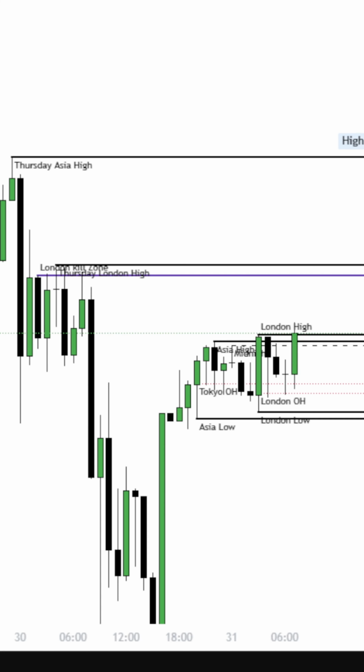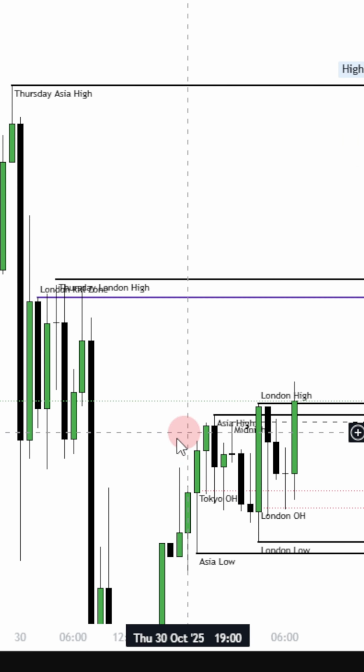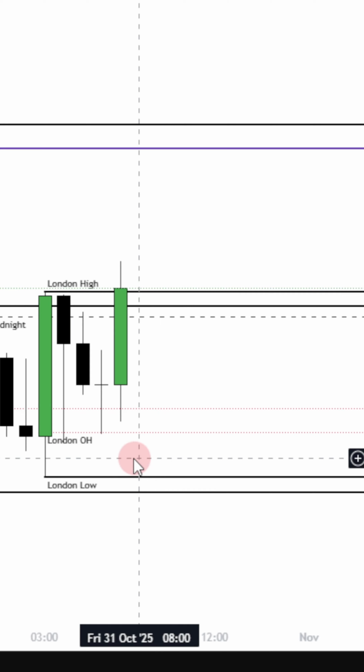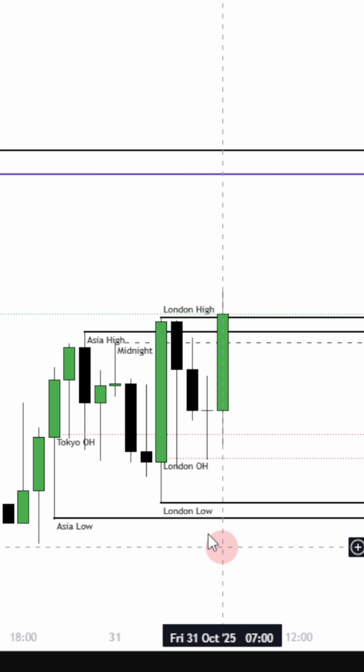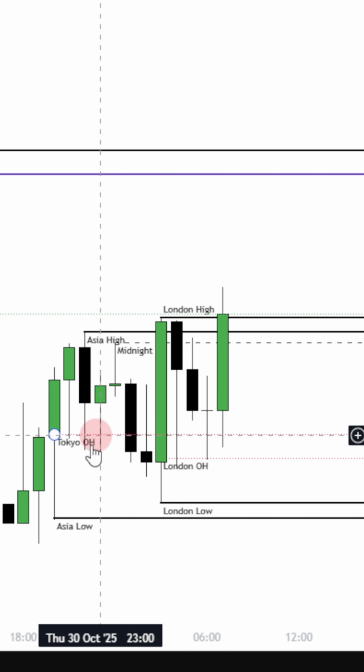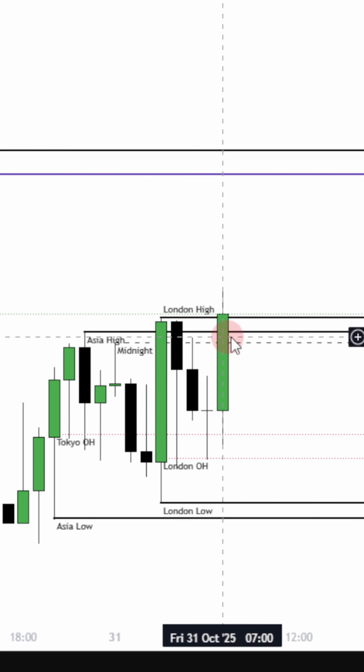Okay, so today I'm going over the Friday trade recap that I took. Friday, as typical, we mark up our hourly session highs and lows for the day. So this is Friday Asian high, Asian low, London high, London low.